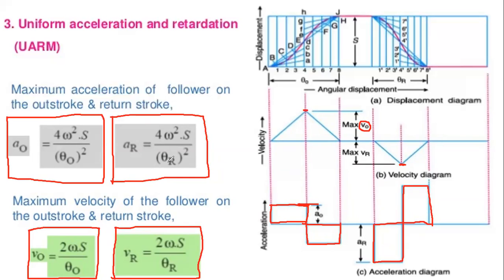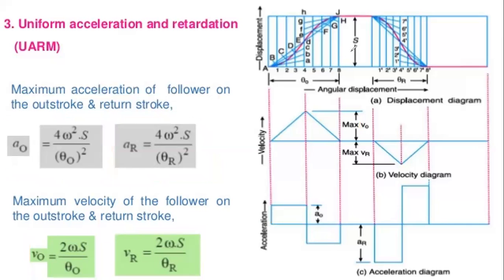So there we can end the problem. In the problem they are giving only the speed, that is n. So we need to convert the speed into angular velocity, that is 2 pi n by 60, and then we need to note all the formulas. The formulas are different for different types of followers: uniform velocity has a different formula, simple harmonic motion has a different formula, and uniform acceleration and retardation also has different formulas for both acceleration and velocity of the follower.